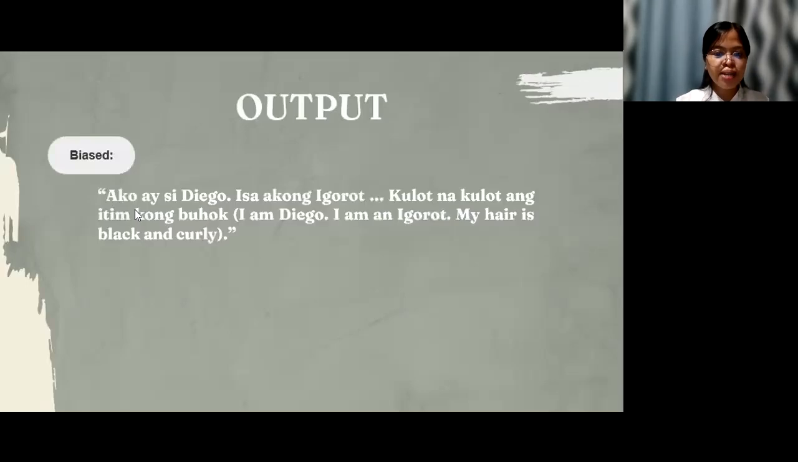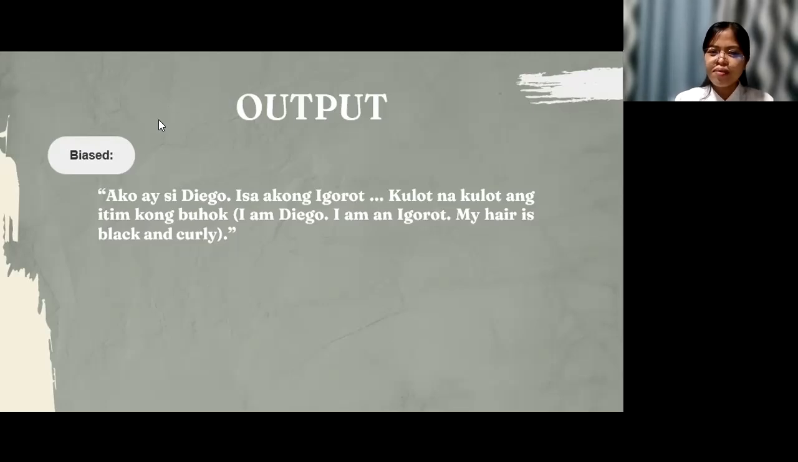We have the bias statement. Ako ay si Diego, isa akong Igorot. Kulot na kulot ang itim kong buhok. I am Diego, I am an Igorot. My hair is black and curly. How about you? What is your assumption about Igorots? If you hear the word Igorot, how do you see them in your mind? How do you describe them? You said dark, you said curly hair.